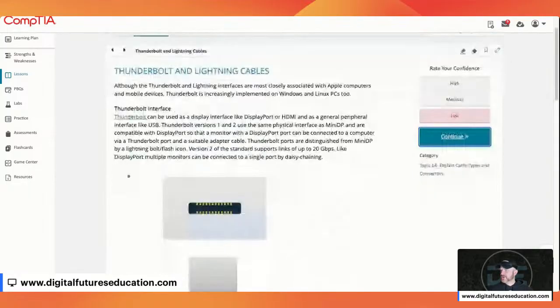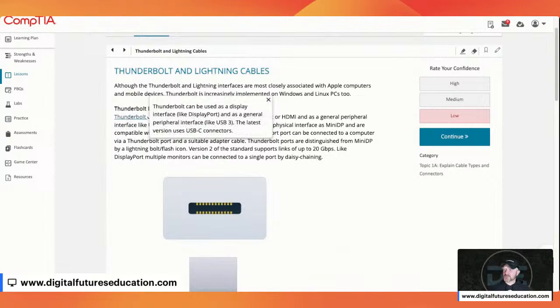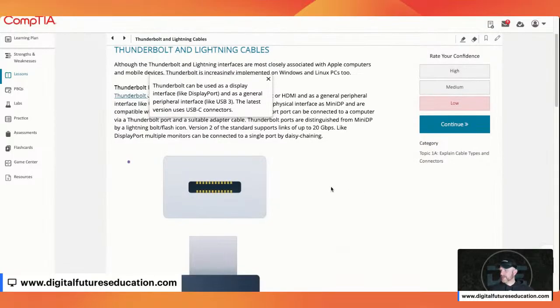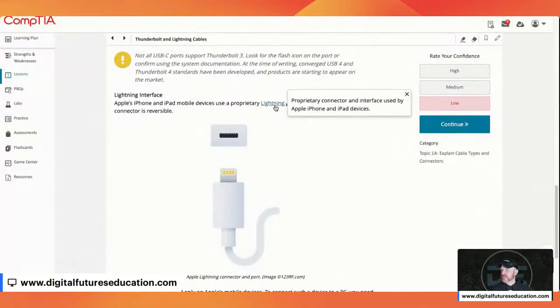And here we go with Thunderbolt and Lightning cables. So the Thunderbolt cable can be used as a display interface like DisplayPort and as a general peripheral interface like USB 3. The latest version uses USB-C connectors. The Lightning is a proprietary interface used by Apple iPhone and iPad devices.